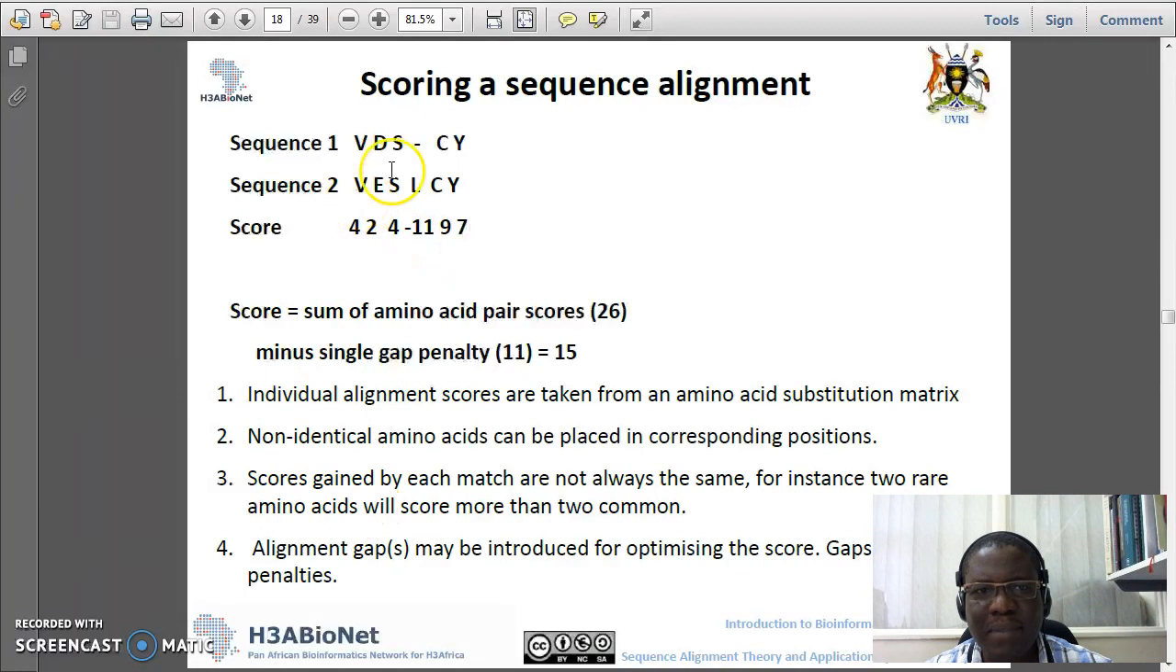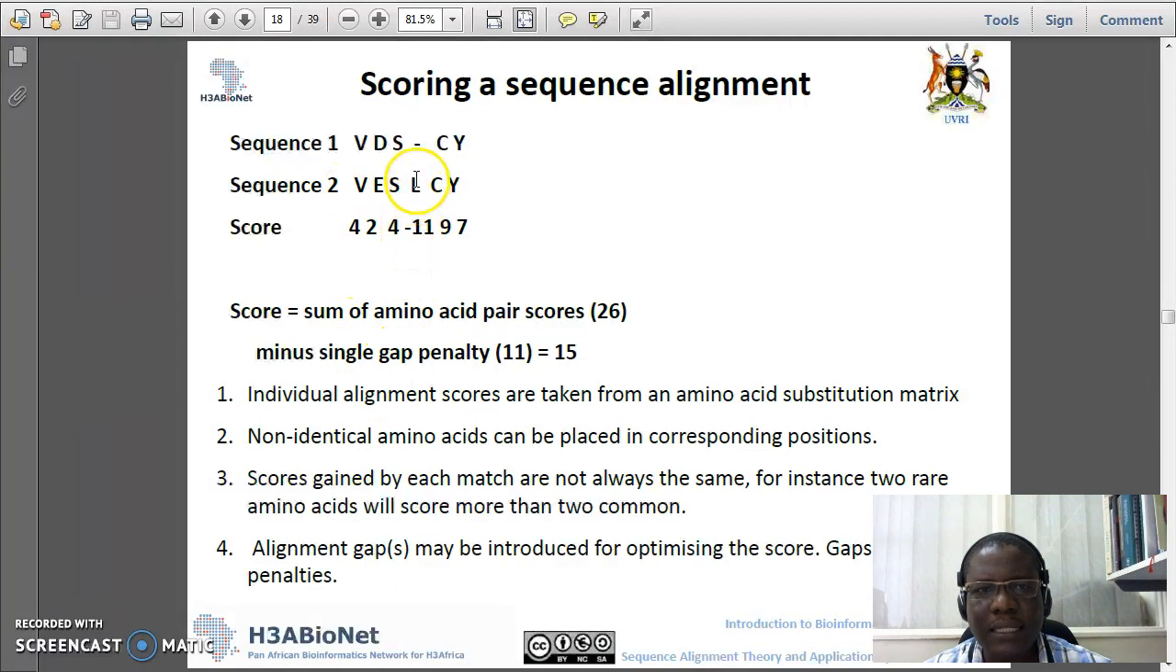Also, look at the matches themselves. Even though they're matches, they all don't score the same. For example, this valine and valine is scoring a 4. Aligning a serine and serine also gives you a 4, but aligning a cysteine and another cysteine gives you a 9. So this tells you that in those substitution matrices, we consider the nature of the amino acids that have been matched. Those that are rare, when matched together, give a higher score, whereas the more common ones score a little bit less.